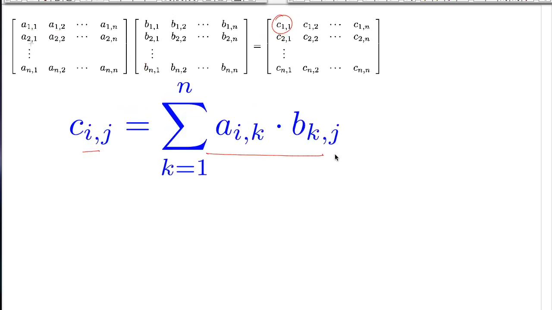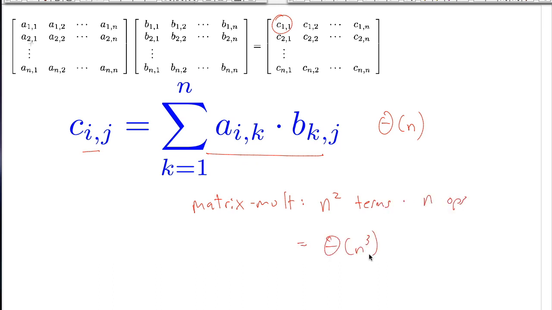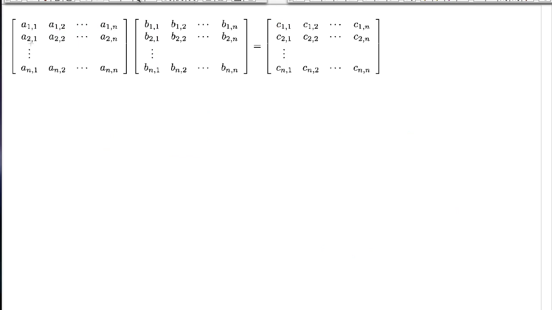How many multiplications does it take to compute this summation? Takes n. So matrix multiplication is going to be n squared terms, each of which takes n operations. The standard schoolbook algorithm for matrix multiplication will be n cubed. You would basically loop over all of the positions of this matrix and compute each position using the row-column dot product. We're going to study a divide and conquer method for this.